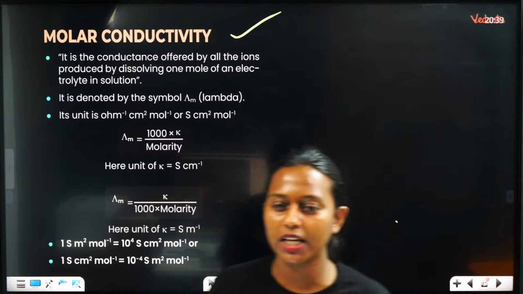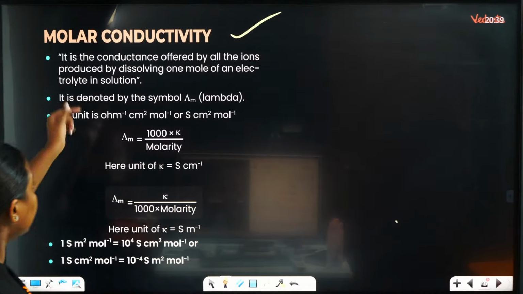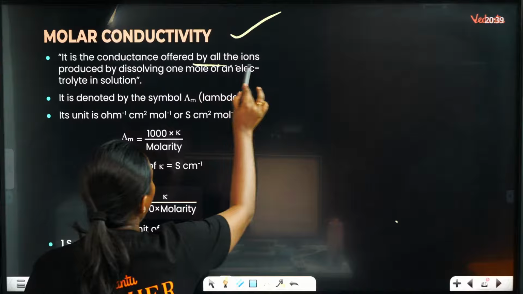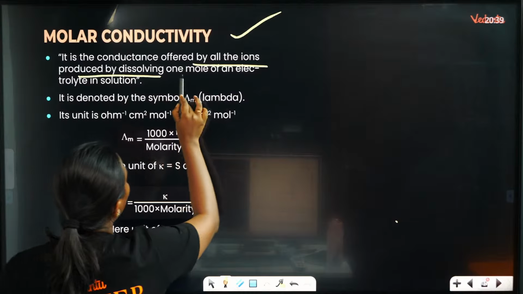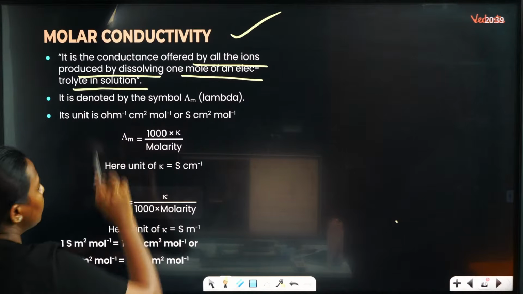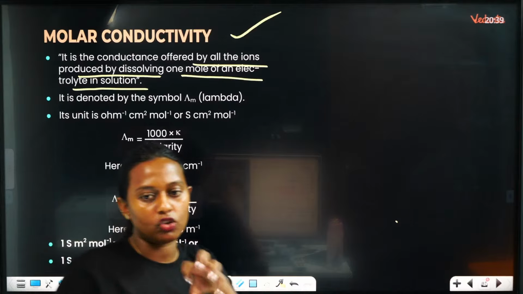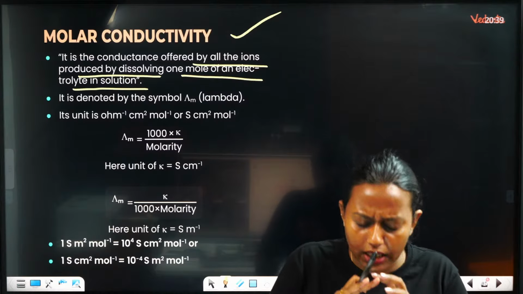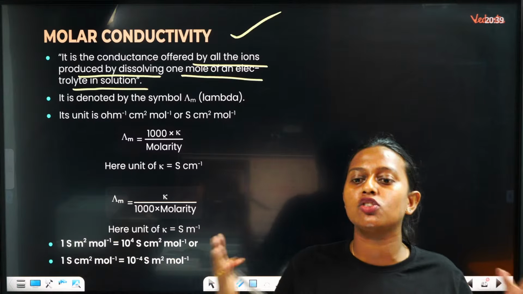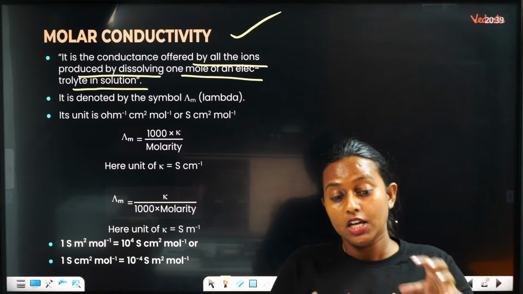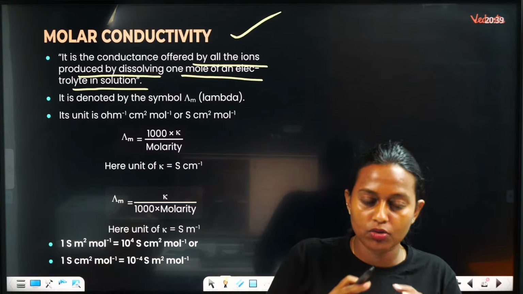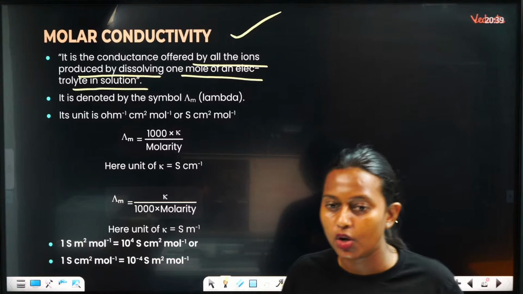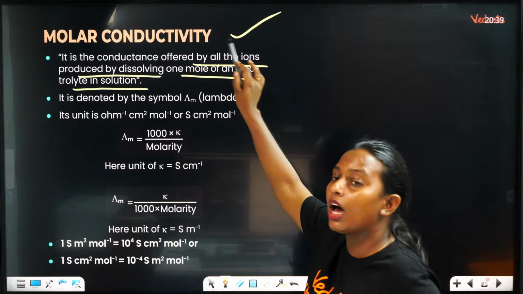What is molar conductivity? It is the conductance offered by all the ions produced by dissolving 1 mole of electrolyte solution. So we take 1 mole of electrolyte, and when it is added to water, all of it dissociates into ions. All the compounds become cations and anions. That is actually molar conductivity.